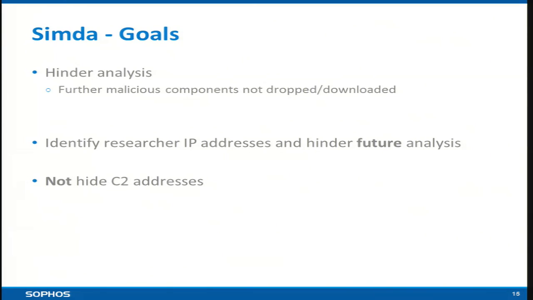So what's Simda trying to achieve? Well, the main goal seems to be that they're trying to just make it hard to analyze how Simda works and what it does. So any further malicious components that might get dropped by the malware, or importantly, might get downloaded by the malware, won't be evident because it never got to that piece of the code. But they're also trying to identify researcher and security company IP addresses so that any future analyses will also suffer the same problems. But importantly, they're not trying to hide the command and control server addresses.